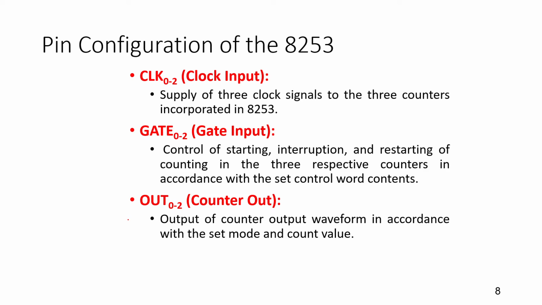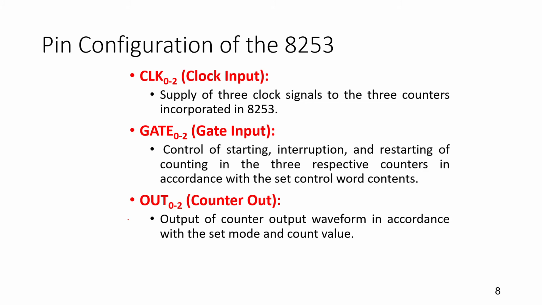What is the meaning of clock? It is a clock input. The purpose of this clock input is to supply 3 clock signals to the 3 counters. Whenever the clock signals need to be produced, the 8253 uses this signal for producing the clock signal.